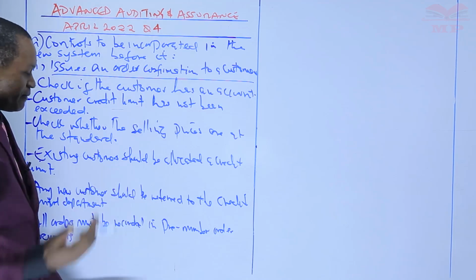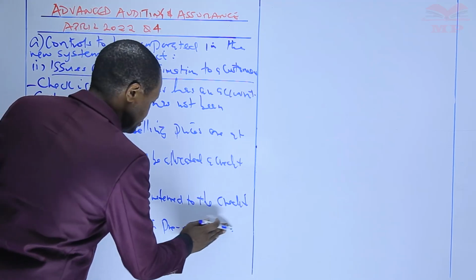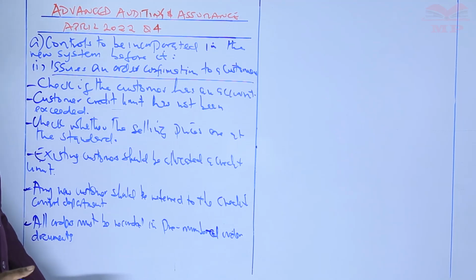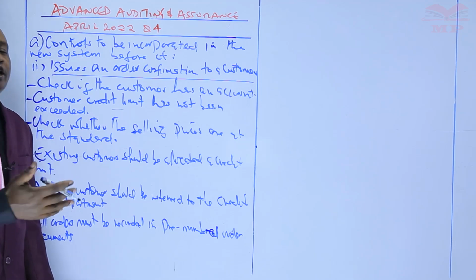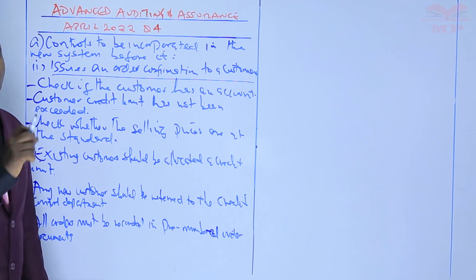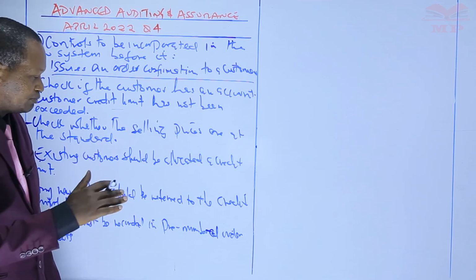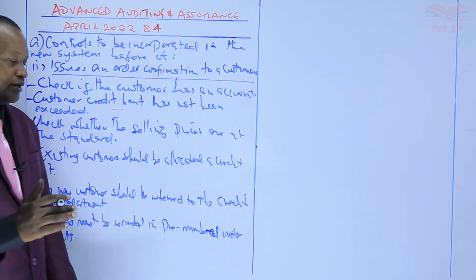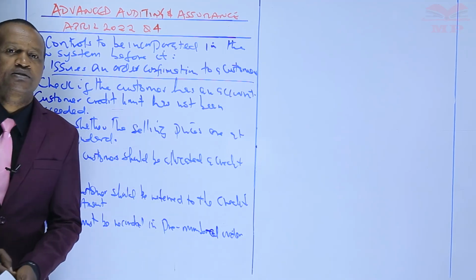All orders must be what? Must be recorded in pre-numbered order documents, so that a check can be made that all orders have been dealt with to completion. So there has to be pre-numbered documents. Every document has to have a unique number. That will help in carrying out completion checks.